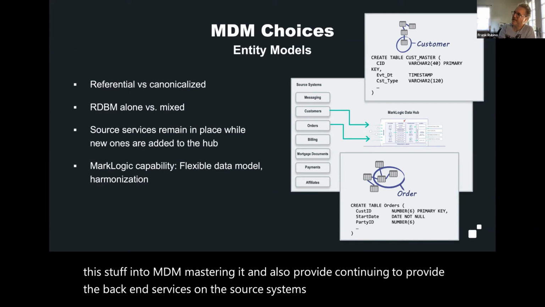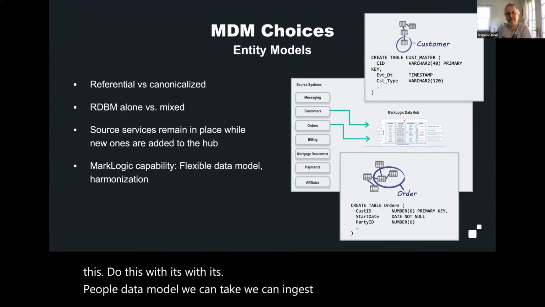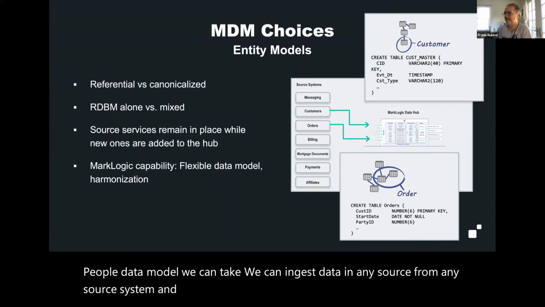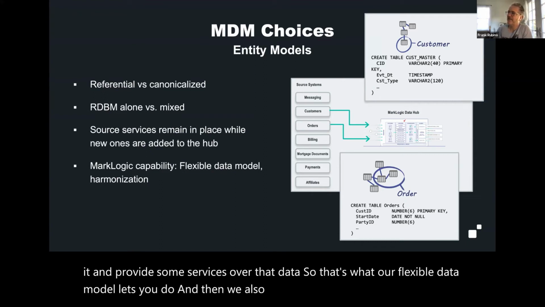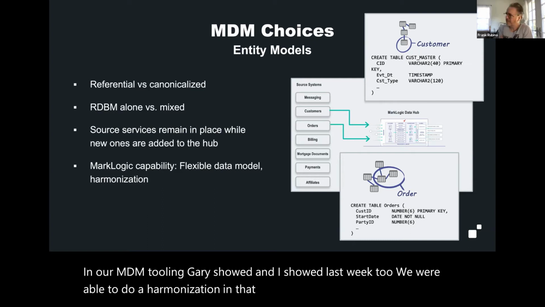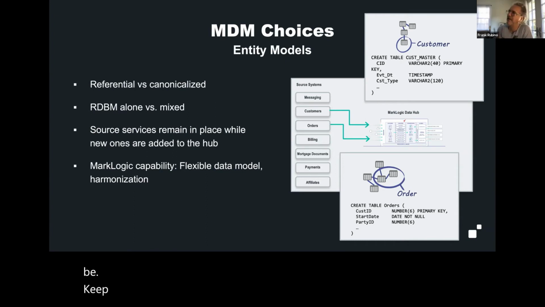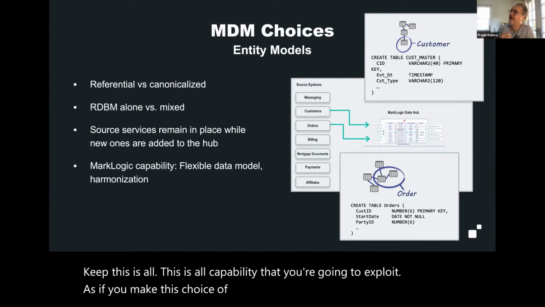And MarkLogic lets you do this, with its flexible data model. We can ingest data in any form from any source system and pull it in, and we can store it in its native form and index it and provide some services over that data. So that's what our flexible data model lets you do. And then we also provide in our MDM tooling, like Gary showed and I showed last week too, we're able to do harmonization in that tooling. So this is all capability that you're going to exploit if you make this choice of making entity models here that are referential.